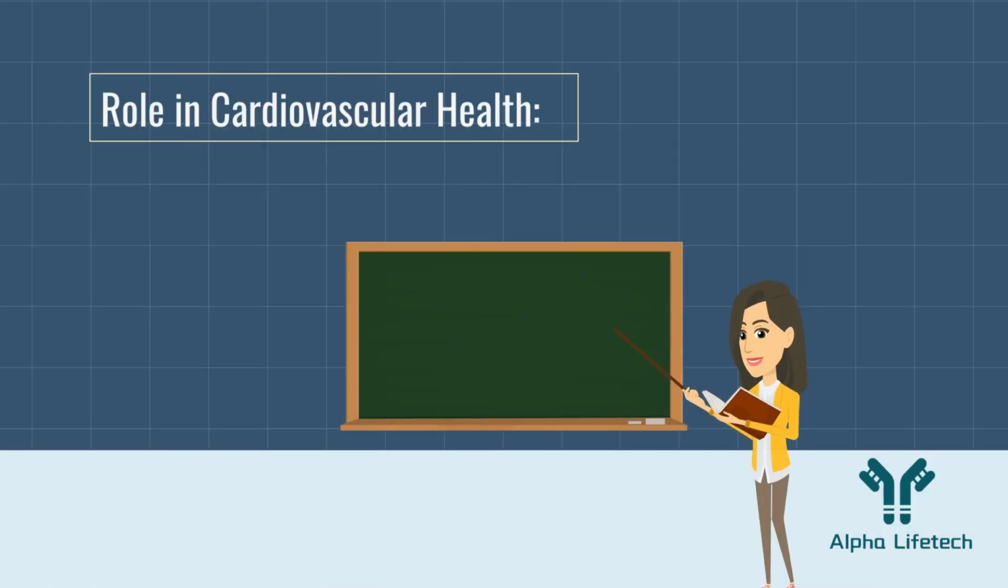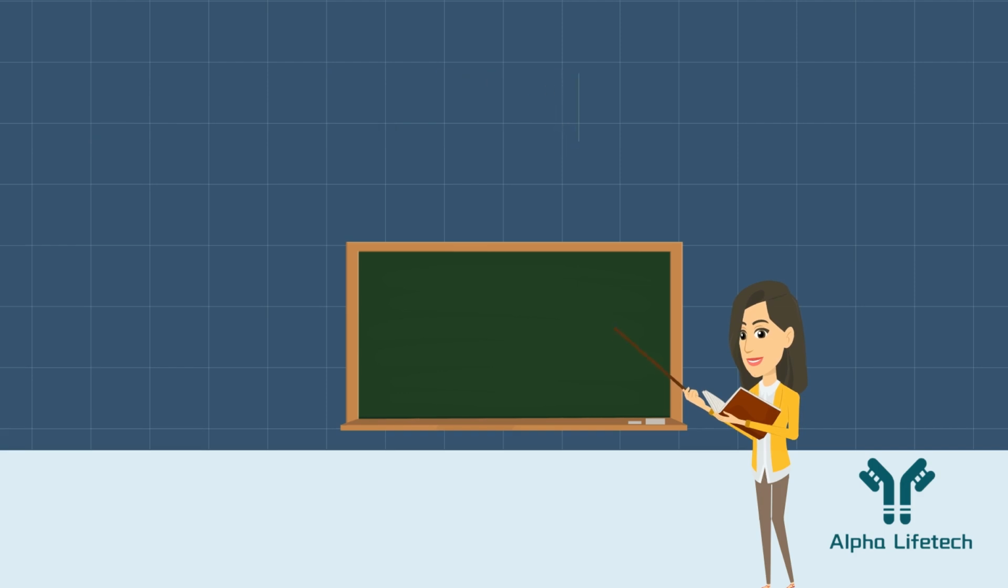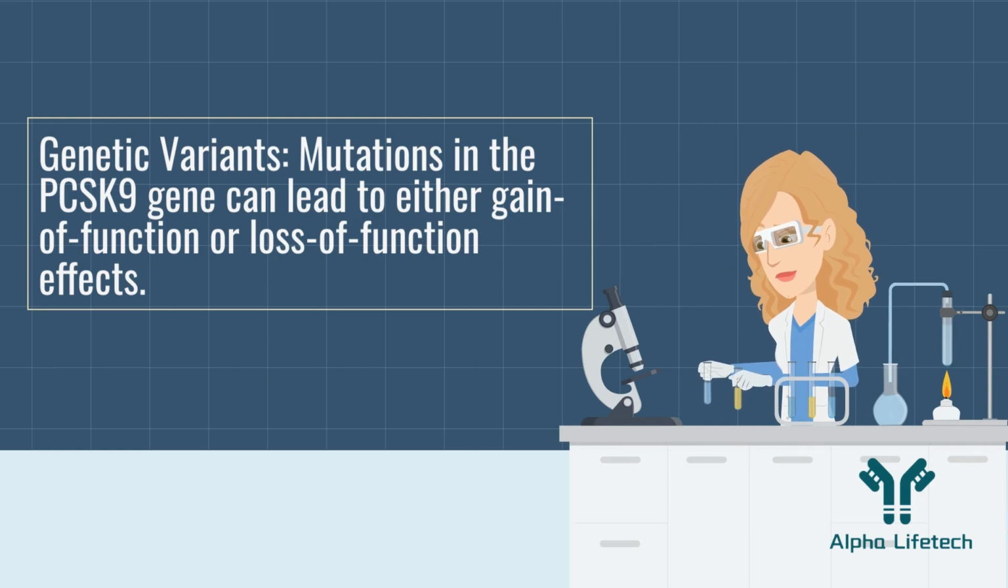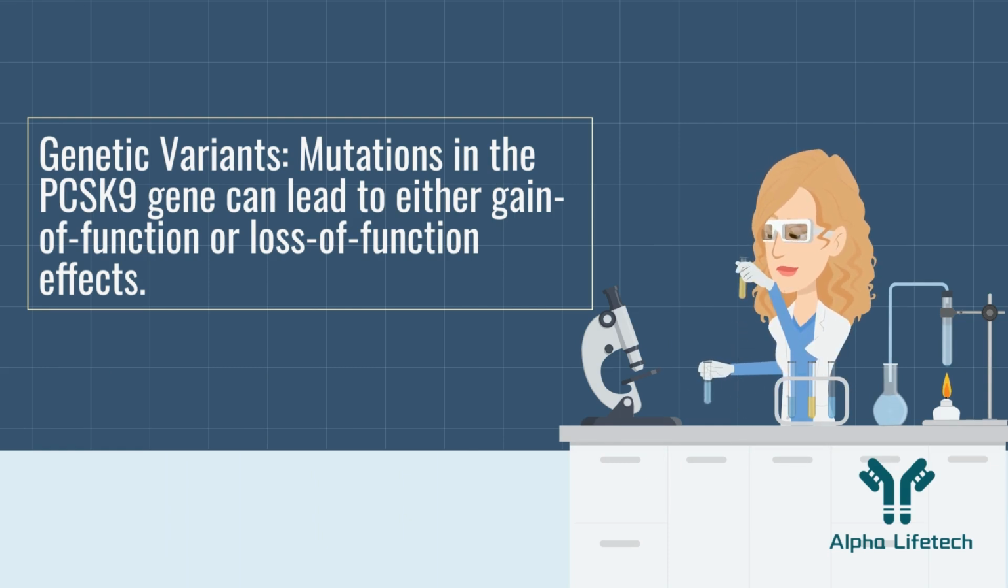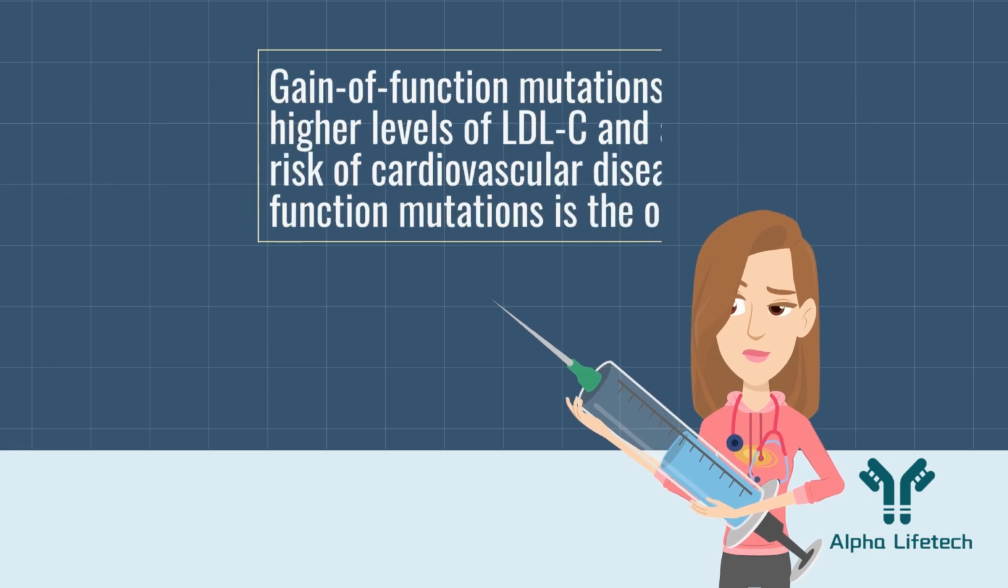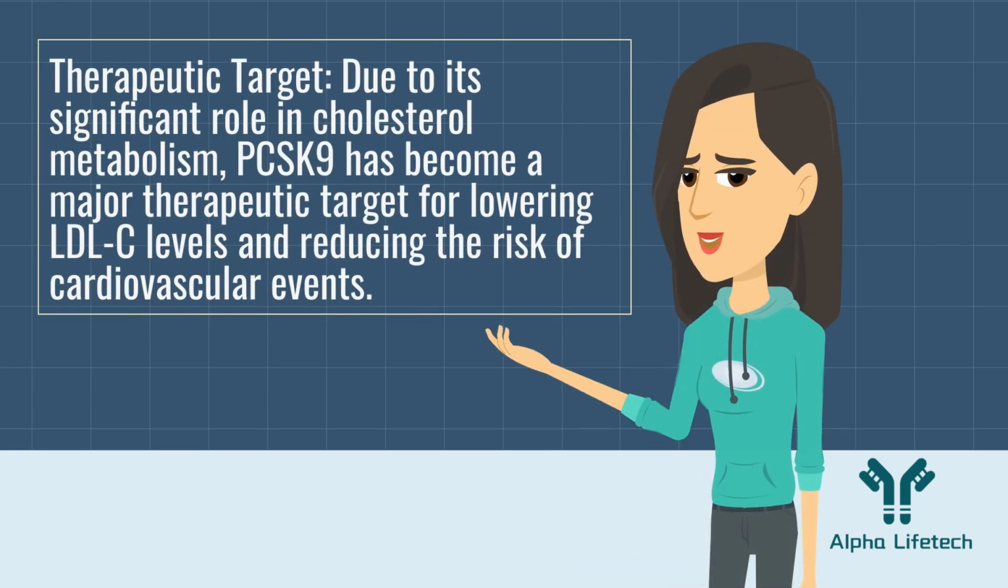Role in cardiovascular health. Genetic variants: mutations in the PCSK9 gene can lead to either gain of function or loss of function effects. Gain of function mutations result in higher levels of LDL-C and an increased risk of cardiovascular diseases. Loss of function mutations are the opposite. Therapeutic target: due to its significant role in cholesterol metabolism, PCSK9 has become a major therapeutic target for lowering LDL-C levels and reducing the risk of cardiovascular events.